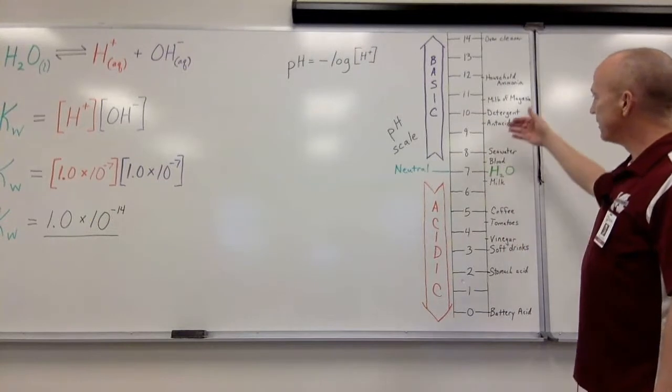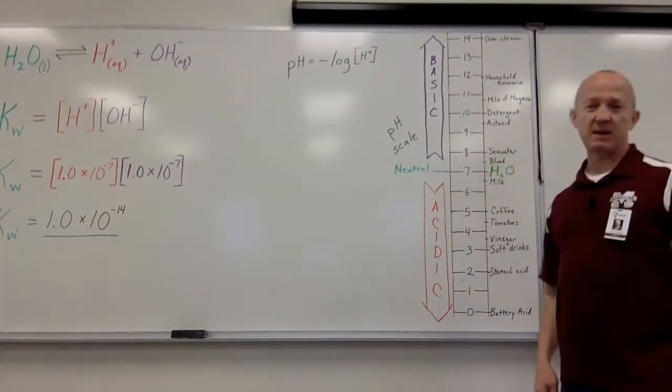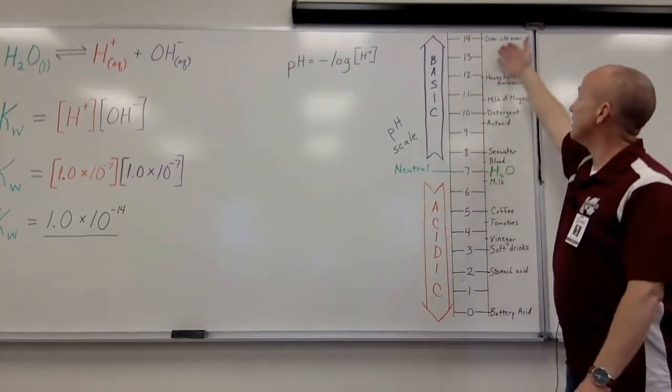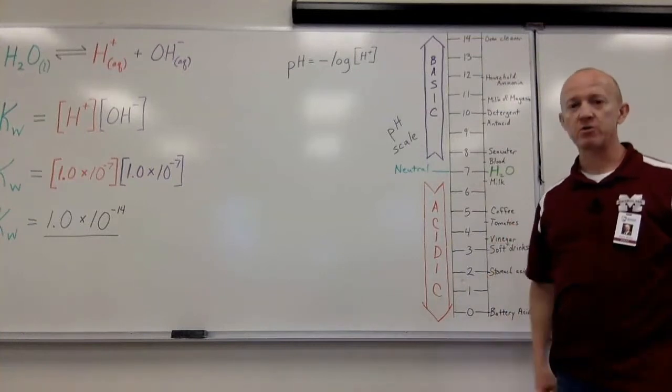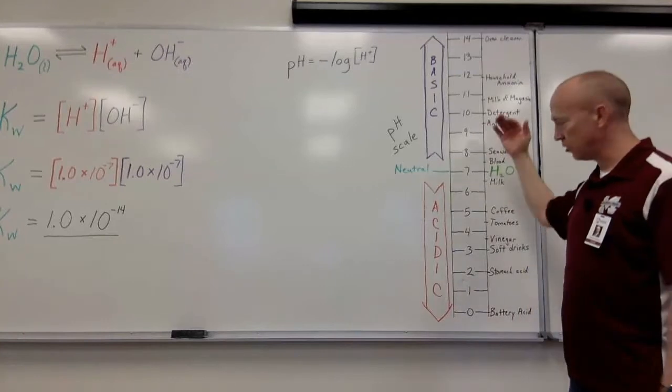Seawater is about an 8, antacids are about a 9.5, detergent about a 10, milk of magnesia is about a 10 2/3, household ammonia is almost to a 12, and then oven cleaner, very, very corrosive, is at a 14. So it gives you some idea of the different pHs along the way.